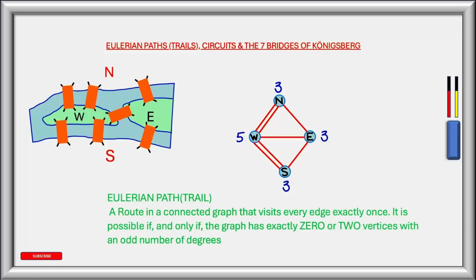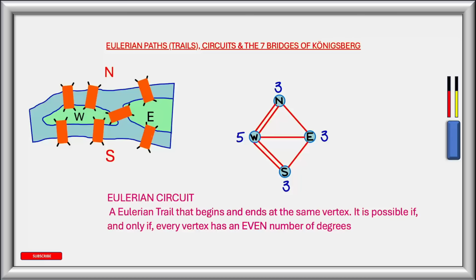But what about ending where we started and using all the edges once only? Well, this brings us to the definition of an Eulerian circuit. And so an Eulerian circuit is an Eulerian trail that starts and ends at the same vertex. It's possible if and only if every vertex has an even number of degrees. In a circuit, the start and end vertex are the same. You leave at the beginning and enter at the end. This forms a pair. If there is one vertex with an odd number of degrees, the loop cannot be closed.